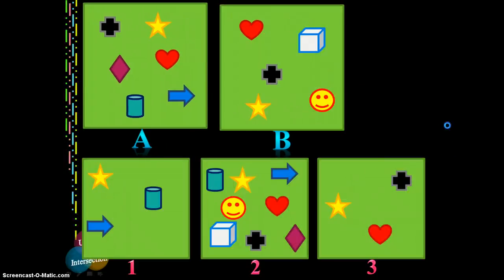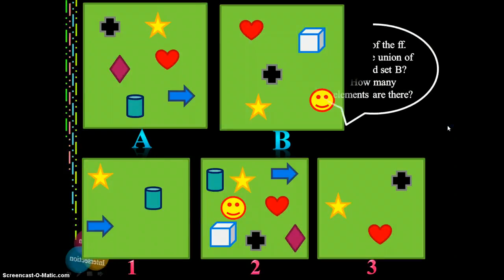So I have here another question. If I have here three choices, set 1, set 2, and set 3, which of the following of these sets shows the union of set A and B, and how many elements are there? Let's answer that.